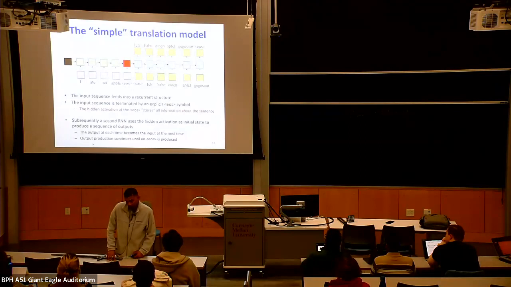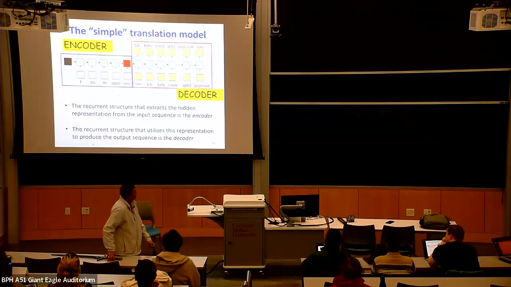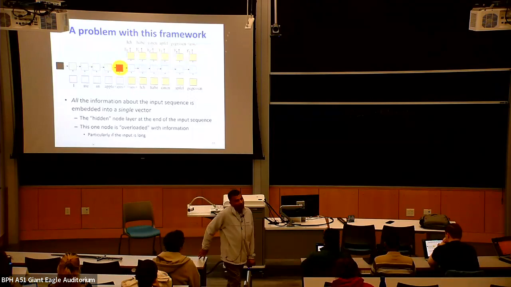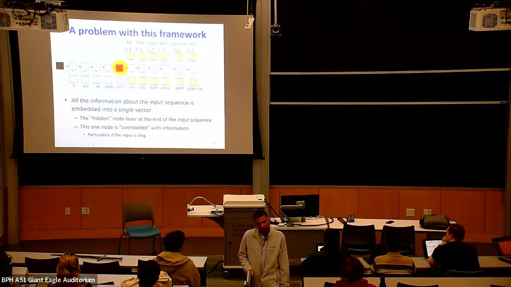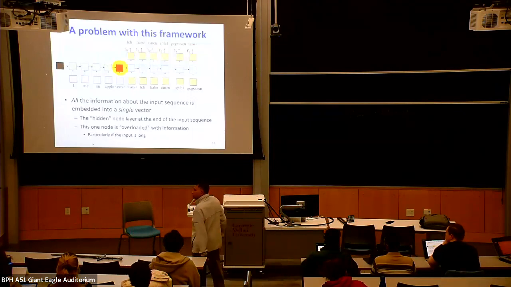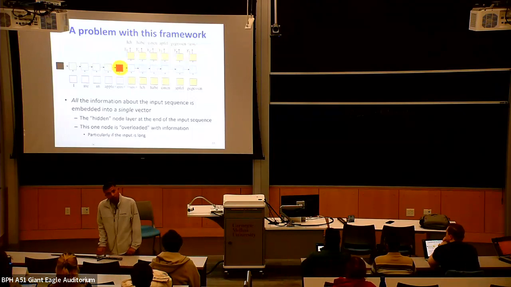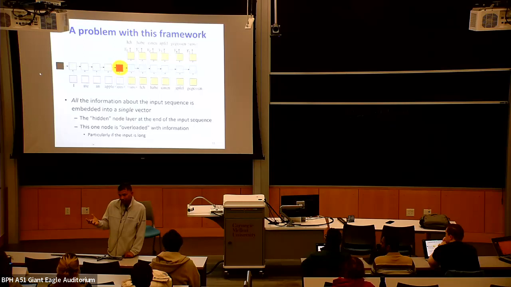There's a problem with this model, and that is this: okay, this was the encoder and that's the decoder, right? The problem is that all of the information about the input is being compressed into this one little representation at the very end of the sentence, into a single hidden vector. So this one is kind of overloaded, right? And what are the drawbacks that one could see with something of this kind? Anybody? Information loss.